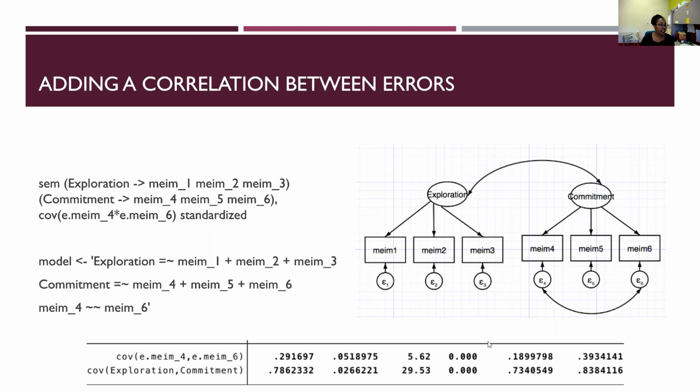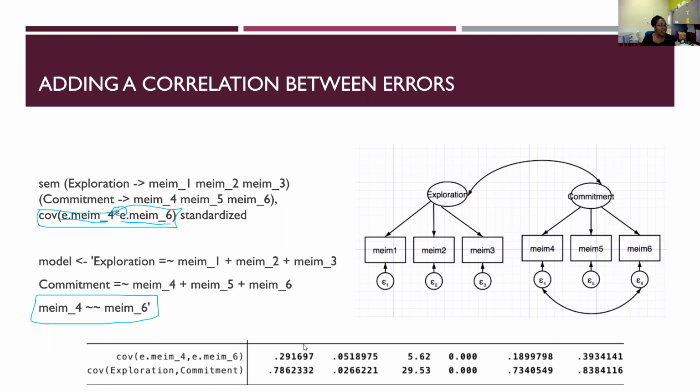Okay, so here's how we would add that correlation in the syntax. So in Stata, we're going to have a statement that says cov. That means add a covariance, and the covariance is going to be between the error term of meim4 and the error term of meim6. And you just have this little asterisk there to show that this is what is happening. In R, we don't have to specify that it's the error terms that are covarying. It's going to know that just because these are endogenous variables. So you can just put meim4, and then the two tildes is how you indicate a correlation, meim6.